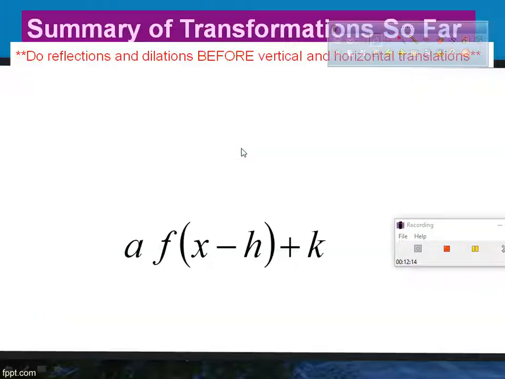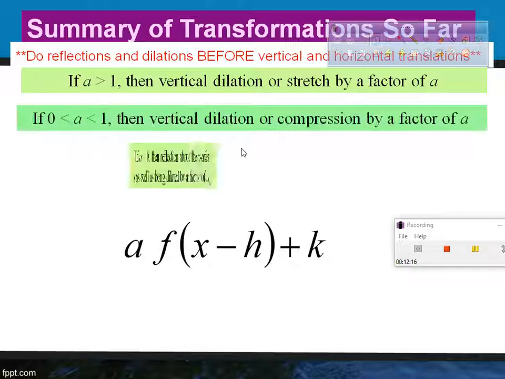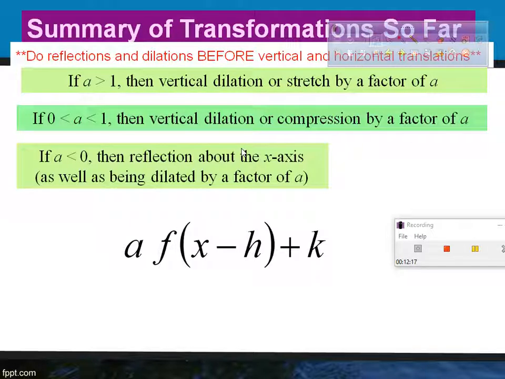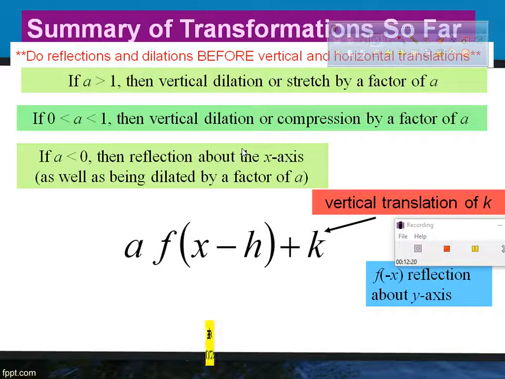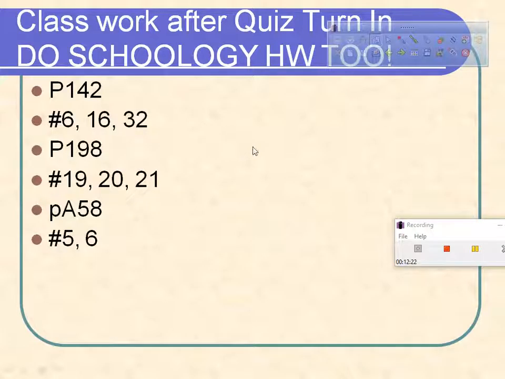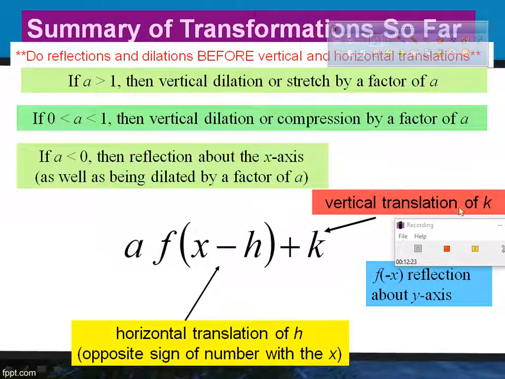All right, I think we're going to tie all of this together right quick. So take a second, and what I would probably do is write down this function right here.